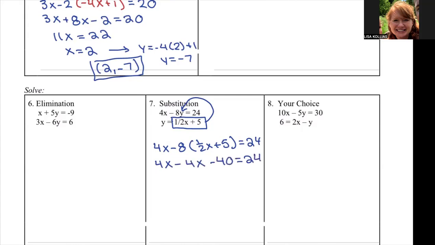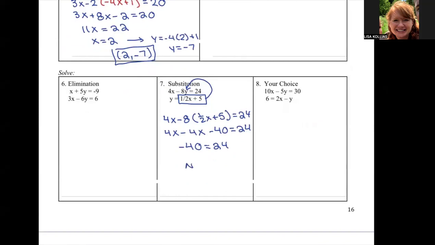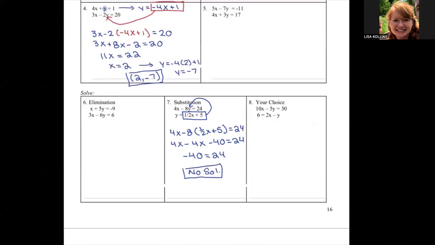And something interesting is happening. 4x minus 4x is gone, and I'm left with -40 equals 24. Just like other equations, when that happens, it's not true. So this is a no solution. These must be parallel lines.